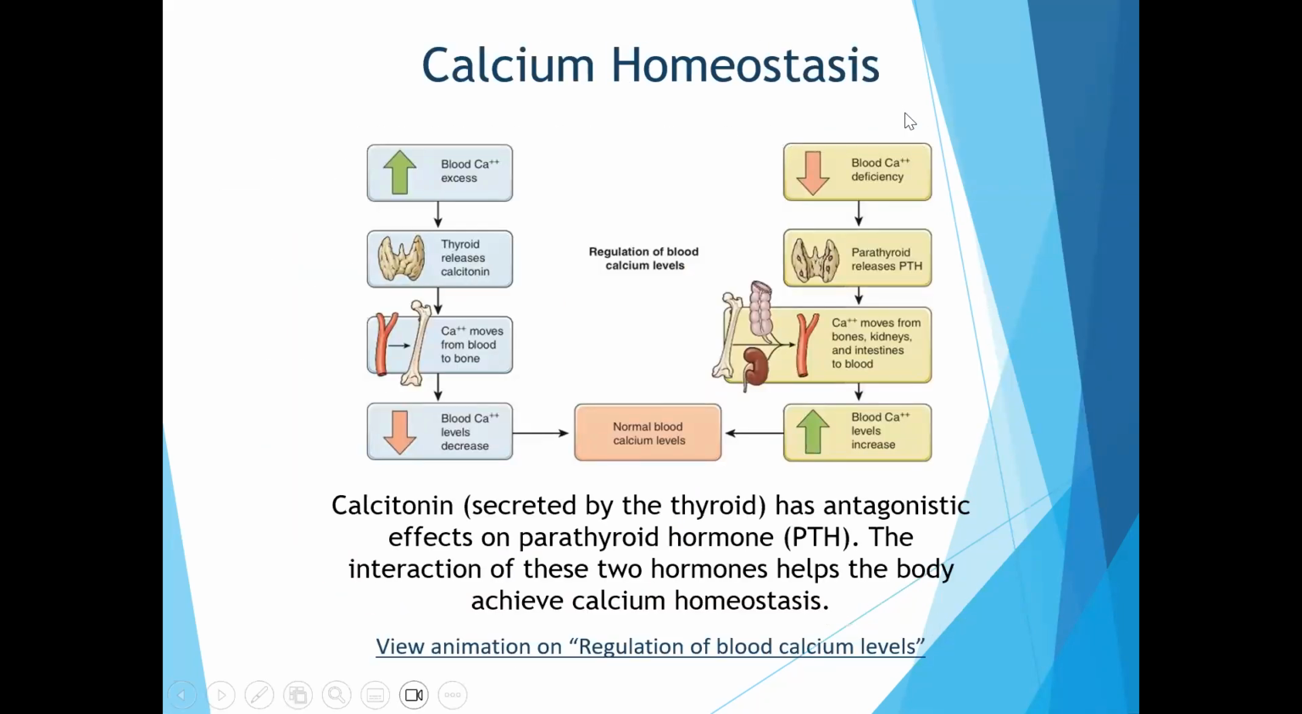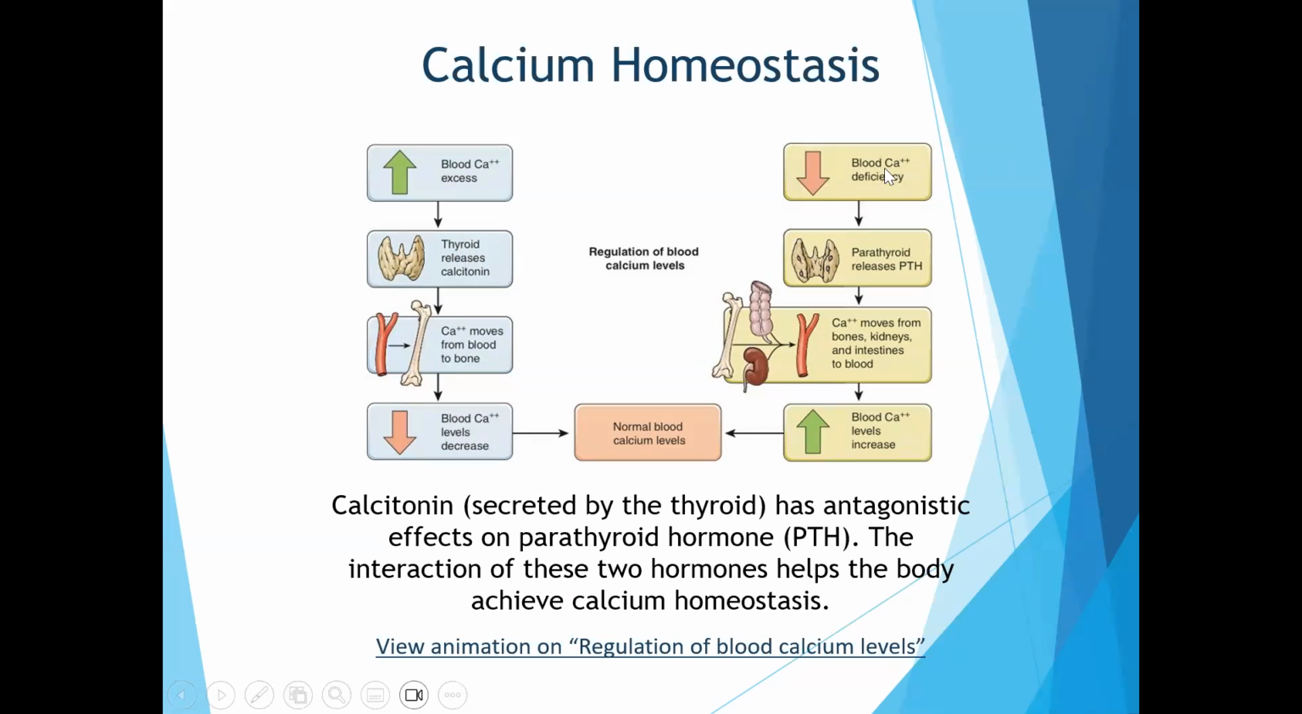Okay, so this chart shows the thyroid and parathyroid concept, or the calcium homeostasis that they regulate. So on the left side, you see if we have too much calcium in our blood, our thyroid gland is going to release calcitonin. Calcitonin causes calcium to go from the bloodstream to the bone. So calcitonin causes retention of calcium by the bone. This in turn causes our blood calcium to decrease because the calcium has gone into the bones.